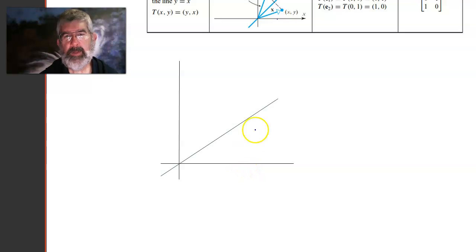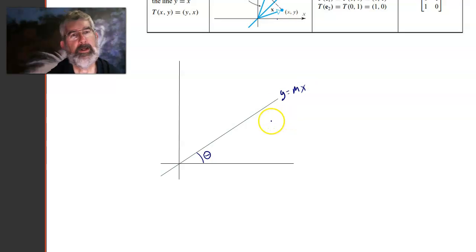So anyway, I'm going to describe this two different ways. One is by saying, what's this angle? Let's call that angle theta. And I will come up with a matrix that describes reflection across this line in terms of theta, and then I want to come back and say, how about if I describe this as y equals m times x? Because I might have it written that way, so I want to come up with a matrix that describes the transformation in terms of m. Okay.